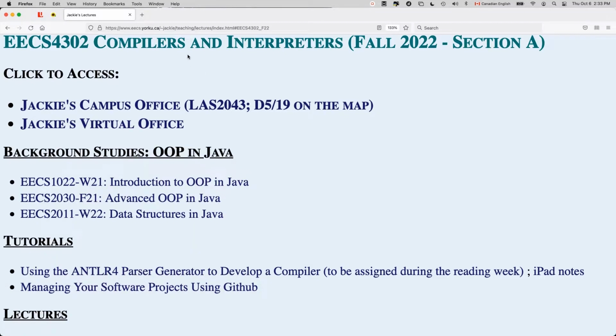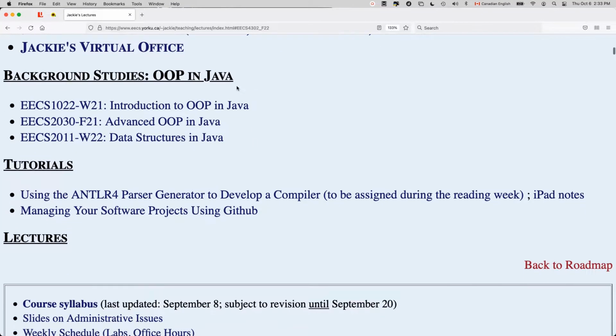If you go to the lecture site for the course, under tutorials, you will see the first one: using the ANTLR4 parser generator to develop a compiler. So, to be assigned during the reading week. The notes are over here. If you click on that, it's basically a YouTube video series.